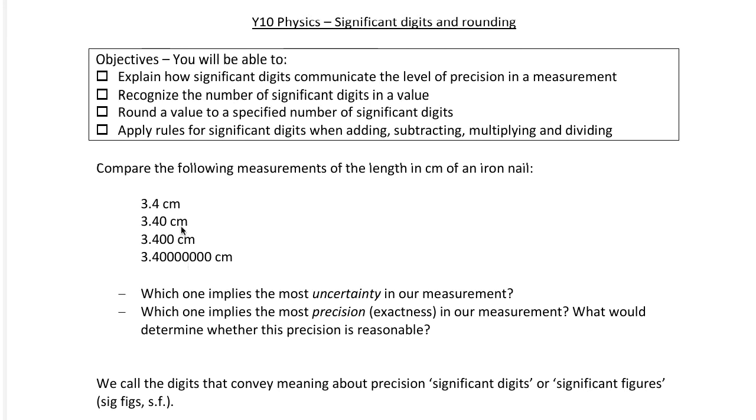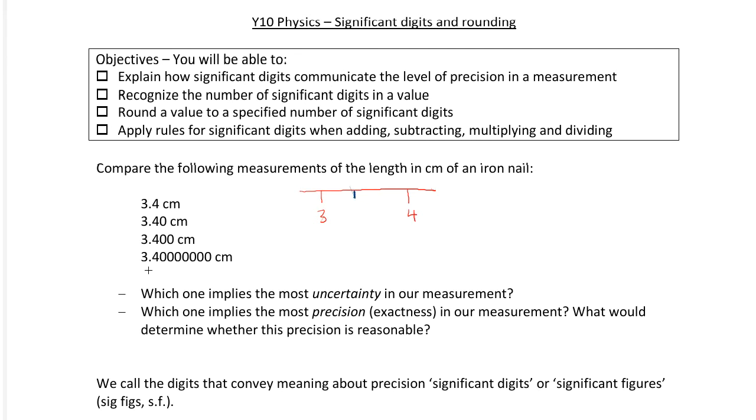Well, the first one looks like it was probably measured using a standard classroom ruler, something that might look like this, with a 3 centimeter mark and a 4 centimeter mark, maybe no marks at all in between. And perhaps the nail came to right about there. And so we eyeballed it and we said, that looks to me to be about 3.4 centimeters.